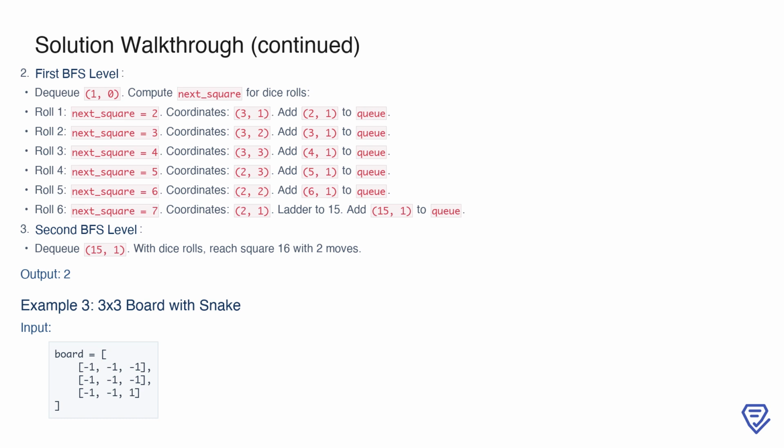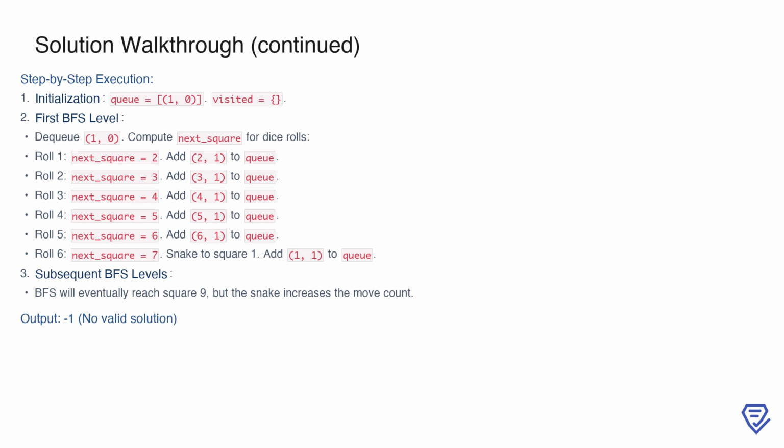Now, let's examine a scenario where the board contains a snake that complicates the solution. In this example, we use another 3x3 board, but this time there is a snake at square 7 that sends the player back to square 1. As before, we initialize the queue with 1, 0, and start BFS.